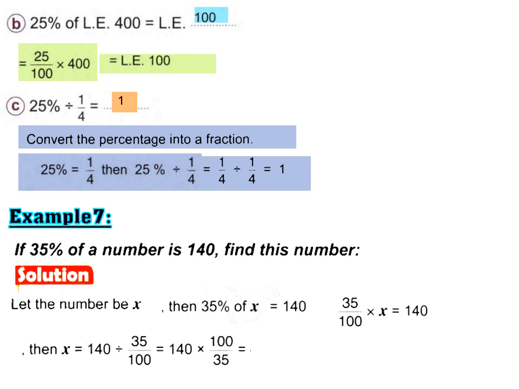If we divide two numbers where the first is a whole number and the second is a fraction, we convert the operation from divide to multiply and invert the second fraction by replacing top with bottom. So it equals 140 times 100 over 35. Using your calculator, it will be 400. So 35% of a number equals 140, which means the total number is 400. Okay, thanks for everybody, thank you very much.